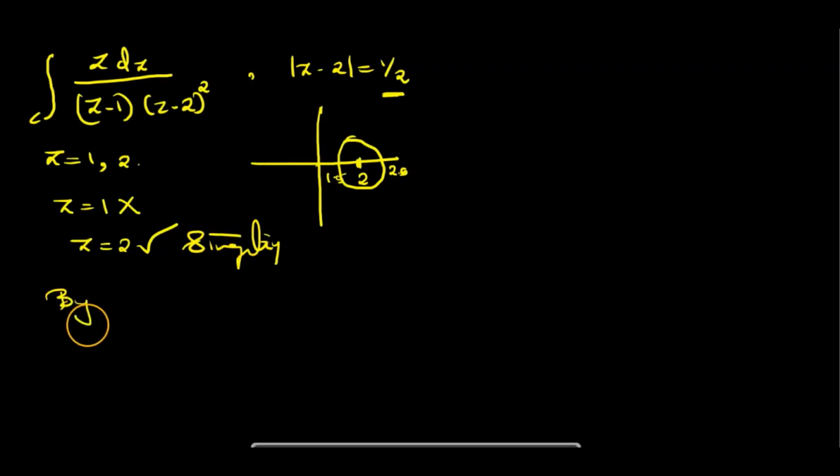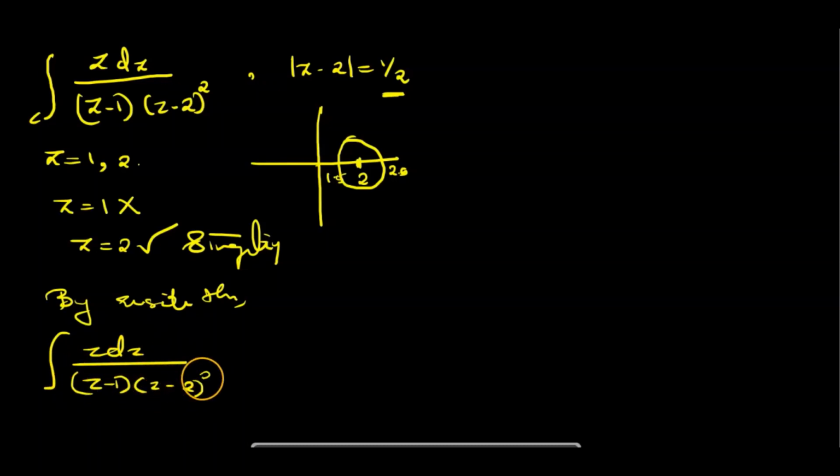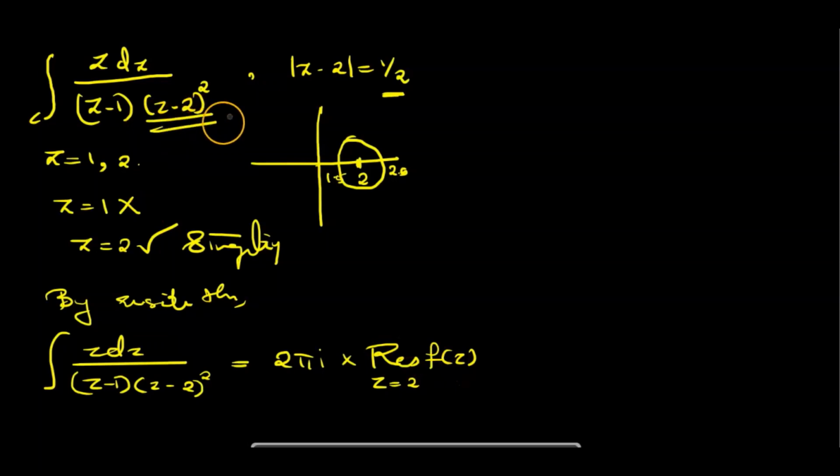So, by the residue theorem, this integral of z dz divided by (z minus 1) into (z minus 2) whole square is equal to 2 pi i into the sum of residues inside the region. Here the residue at z equal to 2 of f(z). z equal to 2 is a pole of order 2.